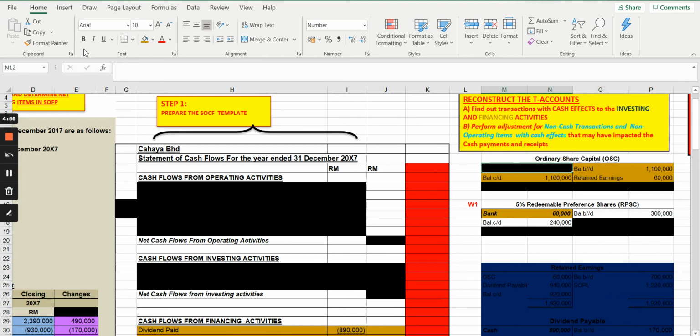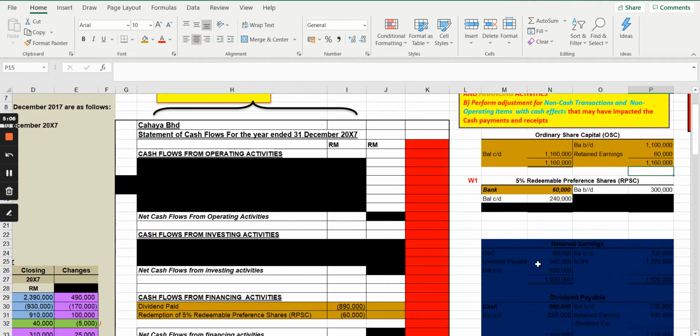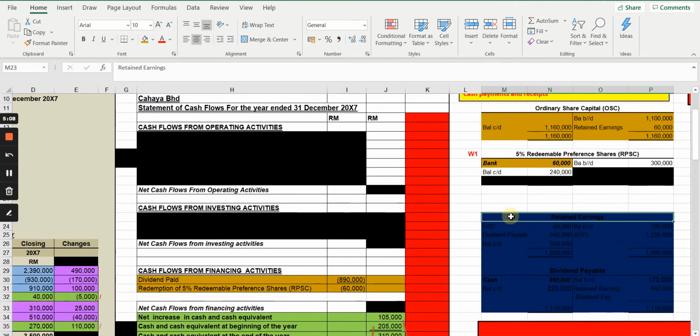And we also need to check if there is anything else here. Nothing, right? So the total of this account would be 110. And you need to open up your retained earnings just to show some detail on that.